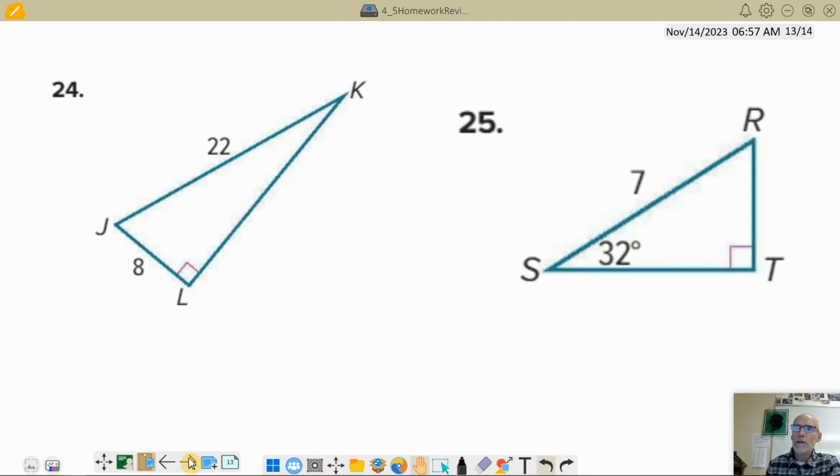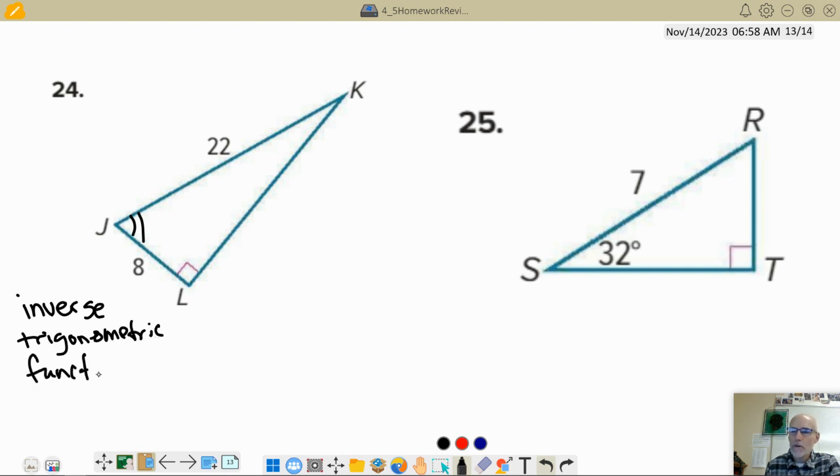All right, number 24. Look at this. We have no angles. In this situation, when you're looking for an angle, you want to use inverse trigonometric functions. Let me write that down. Trigonometric is the whole word. Trigonometric functions.